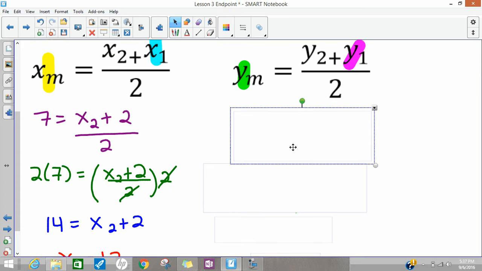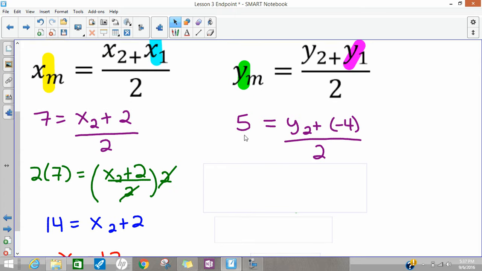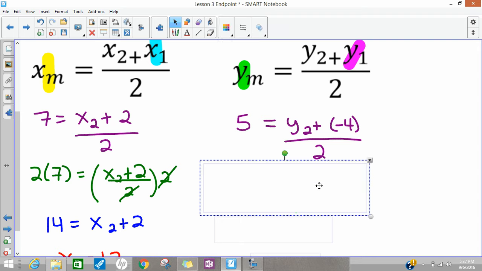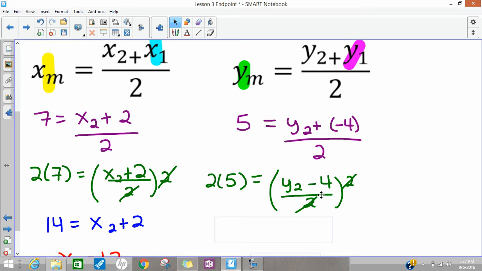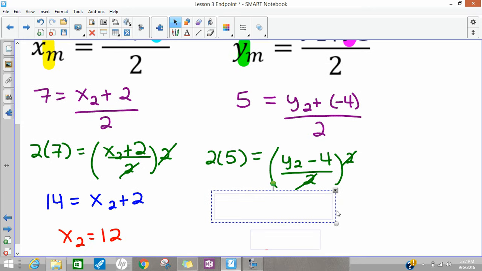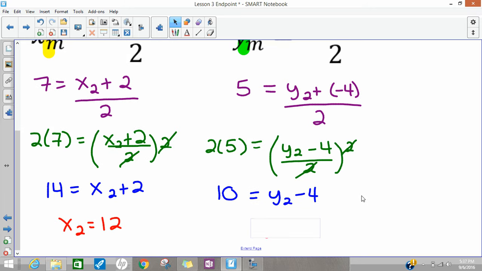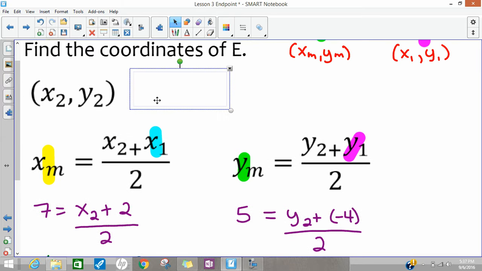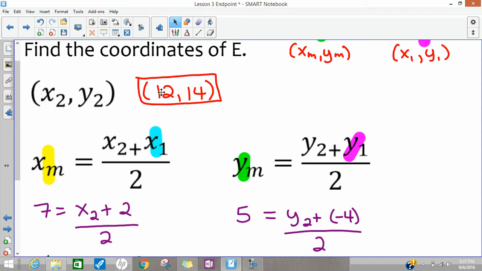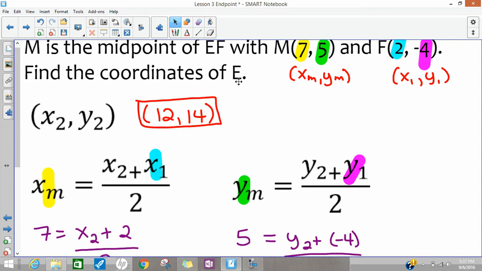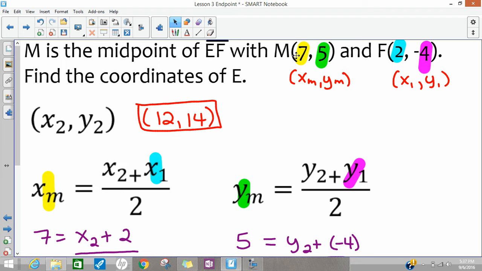So I do the same for y. I know the midpoint y, I know y1. I'm solving for y2. I'm going to have to multiply both sides by 2. We'll cancel those 2's. This is what I'm left with. So 2 times 5 gives me 10. I have just what's on top, remember, and now I just need to add 4 to both sides. So I have an x value, I have a y value, x2 and y2. I'm going to go back up here and plug them in, and that is my endpoint E of segment EF if M, the midpoint, is 7, 5.